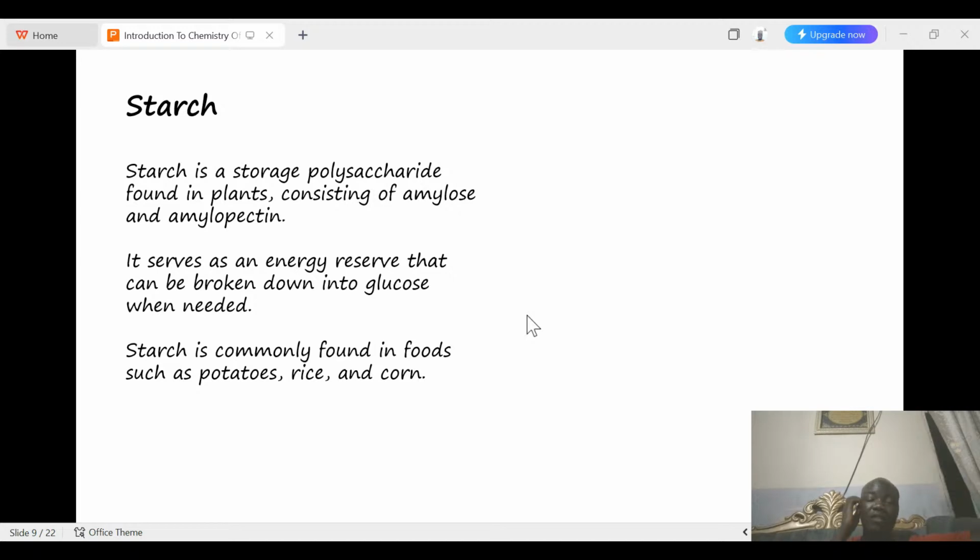So, ladies and gentlemen, this starch also serves as an energy reserve that can be broken down into glucose when needed. So you can keep them and reserve them. When you need energy, then the starch can be utilized to generate that energy. The starch is commonly found in foods such as potato, rice, and corn. So this is where most of this starch is produced.